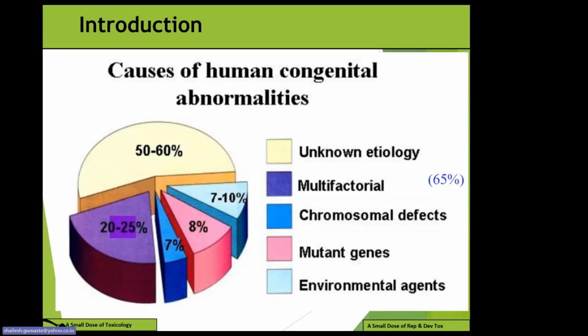So these are the schematic diagrams of the causes of human congenital abnormalities. We don't know what is going to affect our developmental process, that is, what effect will occur. Unknown etiology is 50%. Multifactorial causes could be 20 to 25%. Chromosomal defects 7%. Mutant agents 8%. And environmental agents, that is pesticides and all this, 1 to 10%.